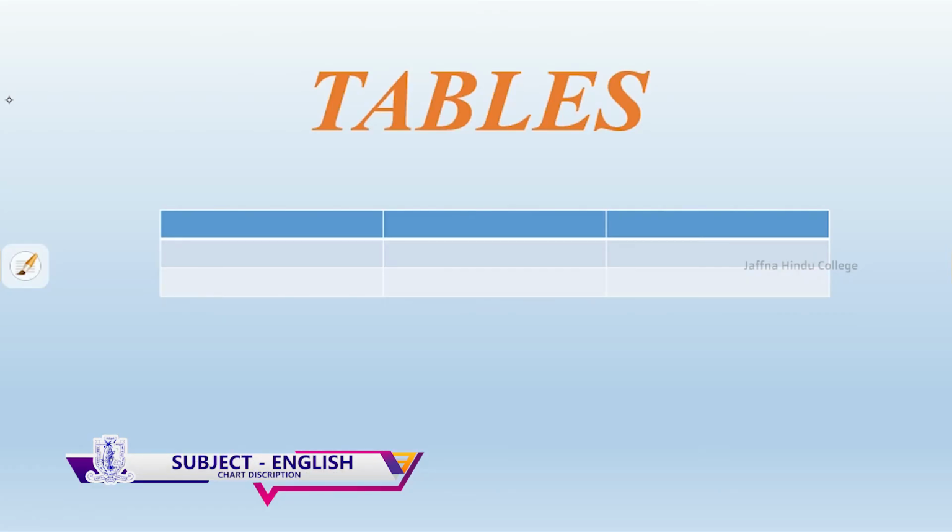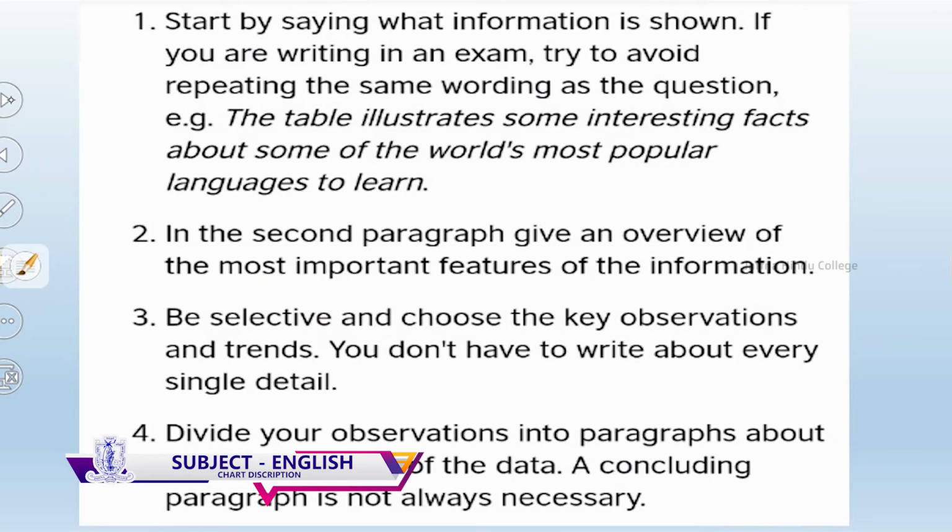And the last one we have to go through is the tables. Tables are also in your question for more than 2 years. Sometimes they will give a table with a single data or with double data. How to describe a table? Start by saying what information is shown, what is shown in the data in the table.